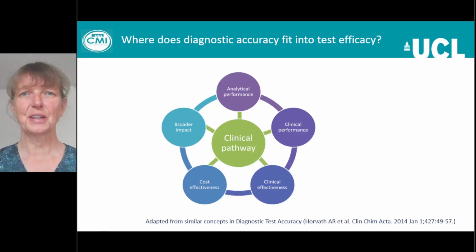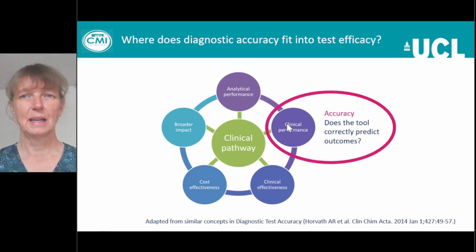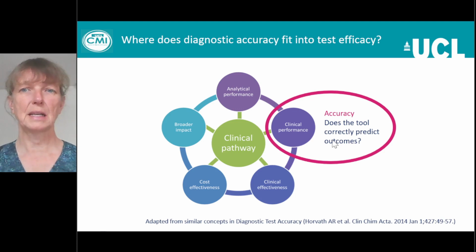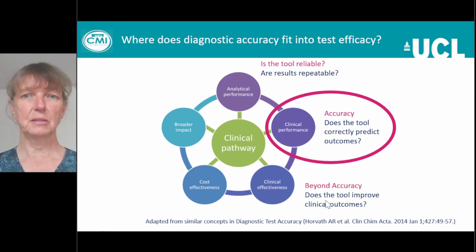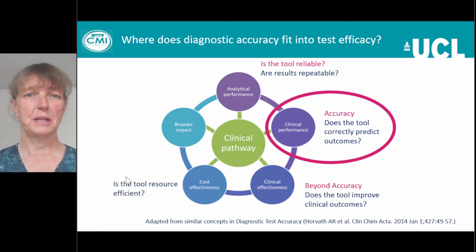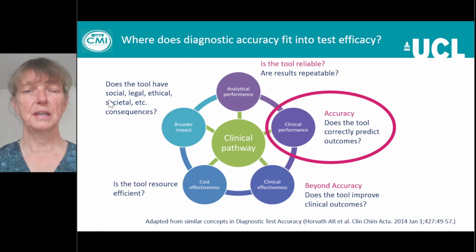So where does diagnostic accuracy fit into how useful a test is, or test efficacy? So here we are, accuracy is this bit here. So this is about the clinical performance of a test. Does the test correctly predict the outcomes? But we might also be interested in knowing whether the results are repeatable, what happens beyond clinical accuracy, is it cost effective, and how does the test work in the wider context in society. So as you can see, test accuracy, which is the main thing that we're addressing in this course, is only part of the journey.